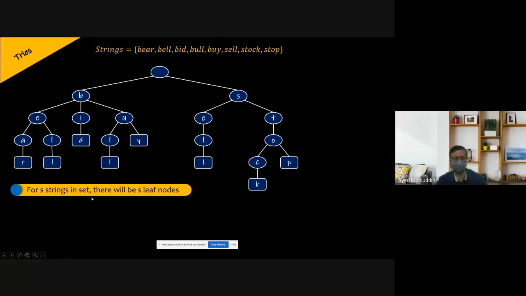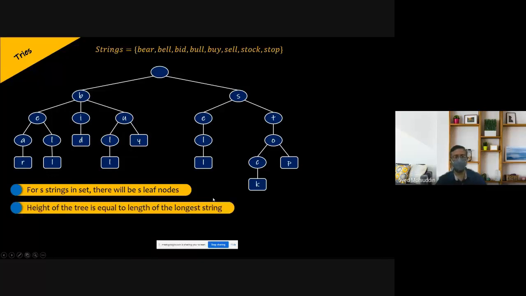So S is 8 over here. For S strings in a set, there will be S leaf nodes. Why? Because if you follow the path from the root till the external node, we get the string. All the rectangle nodes are external nodes, and there will be 8 external nodes because we have 8 strings. We have R, L, D, those are the external nodes, then 3, 4, 5, 6, 7, and 8 external nodes.